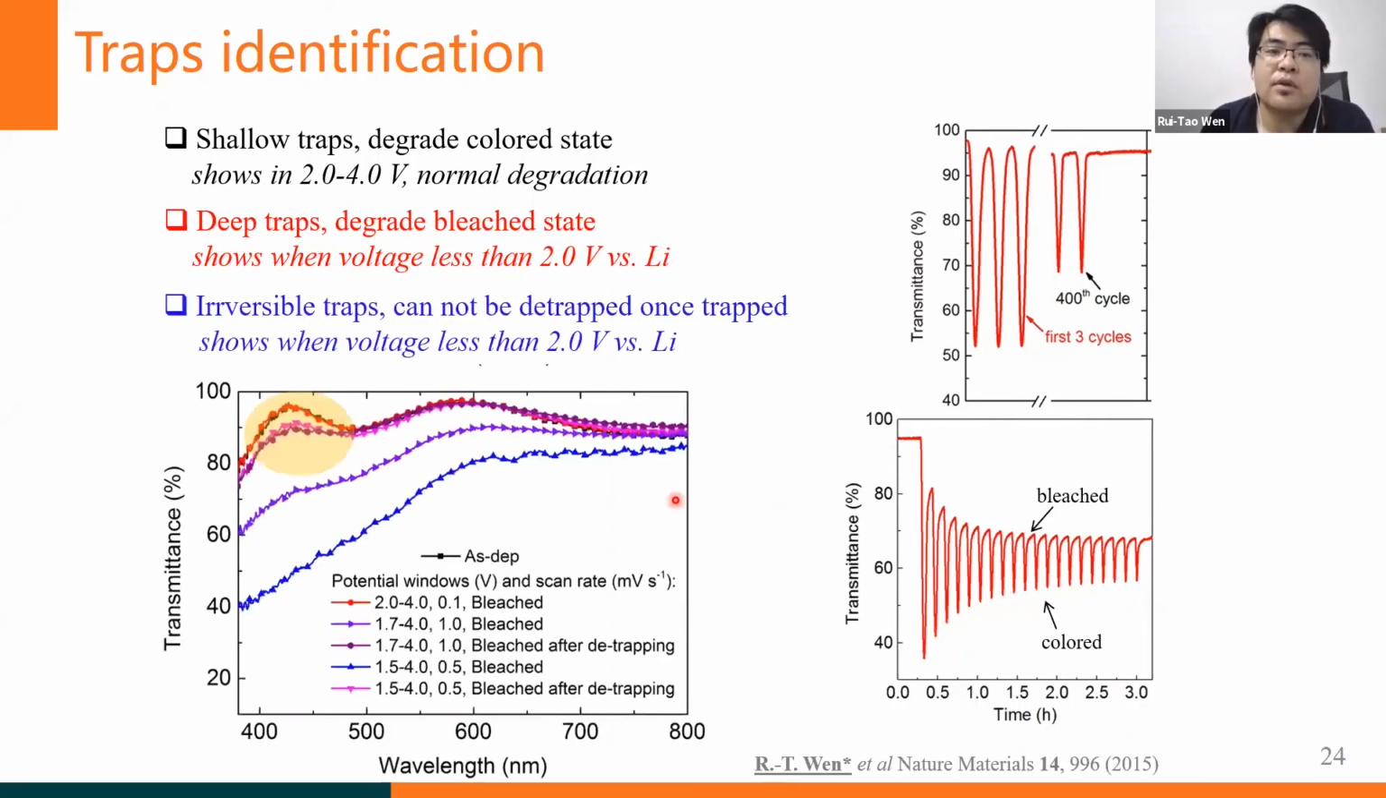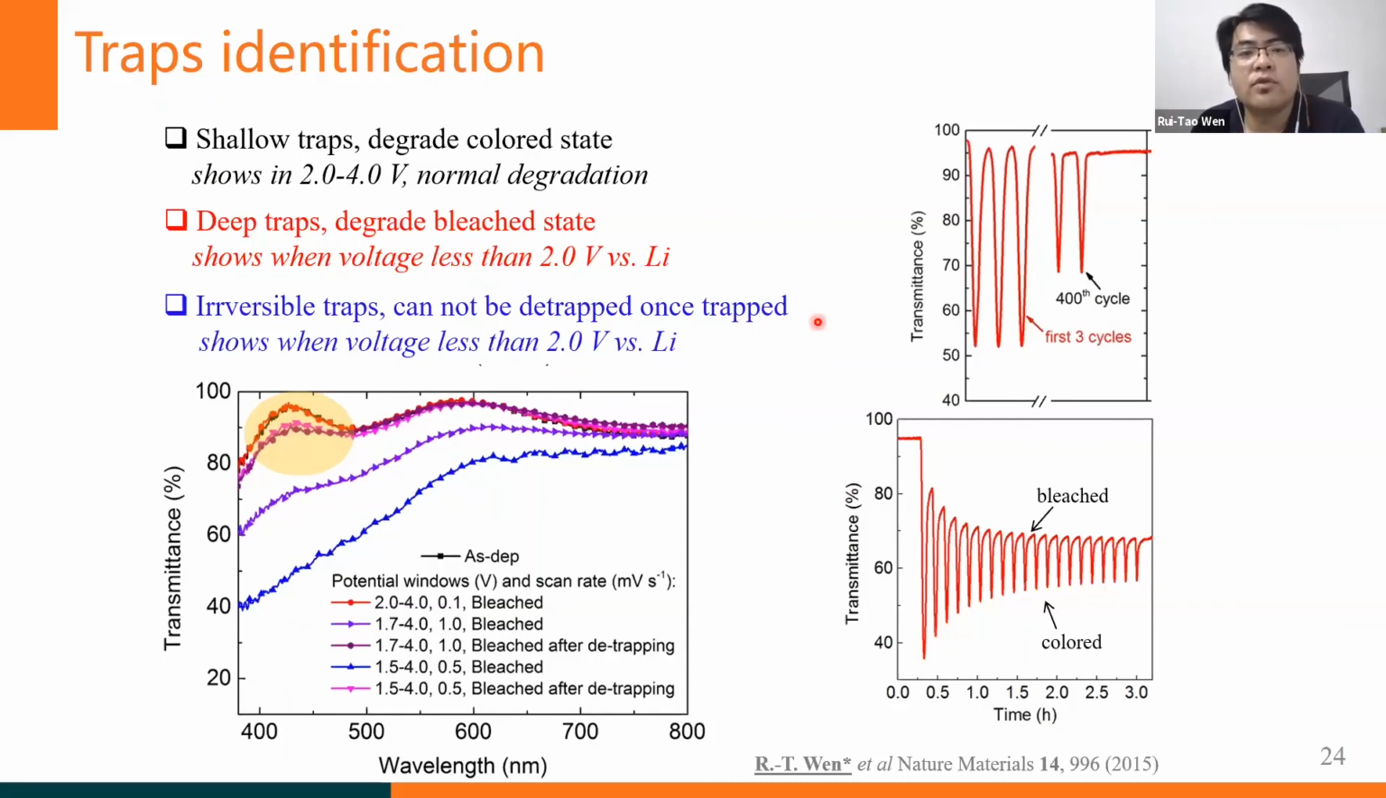And also we found a third trap we called the irreversible trap. As you can see here, after detrapping, we are not able to regain the initial performance at the short wavelengths here. So we call this trap an irreversible trap. The good thing is, it's only a very small portion. It doesn't affect the real applications. This is for the tungsten oxide.